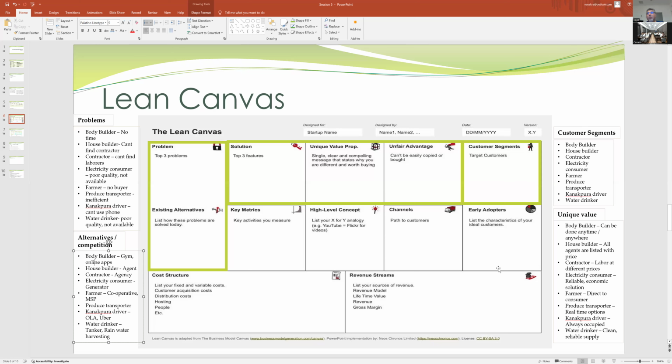Unique value. Now we come to, okay, I know all the alternatives. Now, what is it that my solution brings to the table, which is better than the alternative? So, bodybuilder, you can do it anytime, anywhere. House builder, all the agents that you want are listed. Now, my solution is helping you find an agent. And then contractor, finding the list of laborers who are available. And that is my app that lets you do that. So again, they have to be very well tied to the problem, and you have to be precise. You cannot have, okay, these are the 15 problems that I'm going to solve.